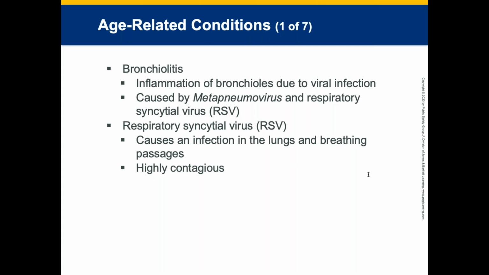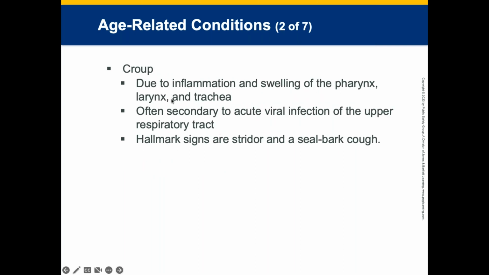Whereas respiratory syncytial virus, RSV, which is a common cause of illness in young children, causes an infection in the lungs and then the breathing passages as well. With this, it can cause other serious respiratory illnesses such as bronchiolitis and pneumonia. It also causes serious heart and lung problems in premature infants and children with depressed immune systems. RSV is highly contagious. So make sure you're wearing your masks and everything else to protect yourself.